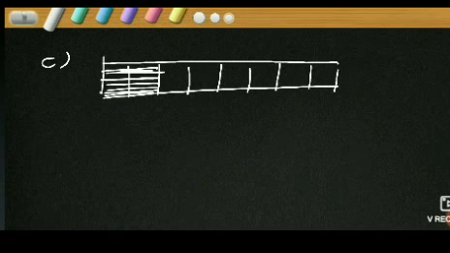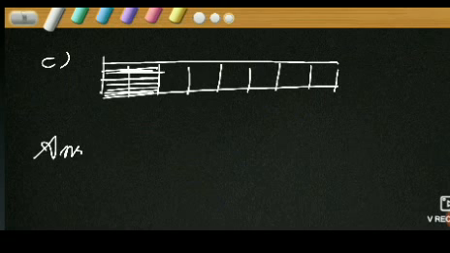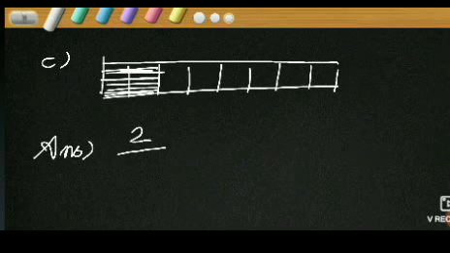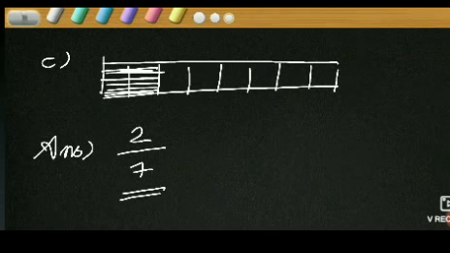So what is the fraction corresponding to this? Yes, what is it? Among 7 equal parts, 2 are shaded, which means the number of parts is 2. As a whole, how many parts are there? Among 7 parts. So 2 by 7 is the fraction, isn't it?